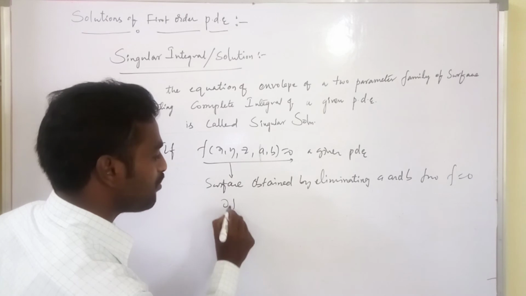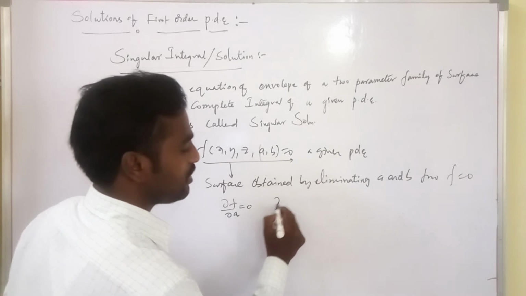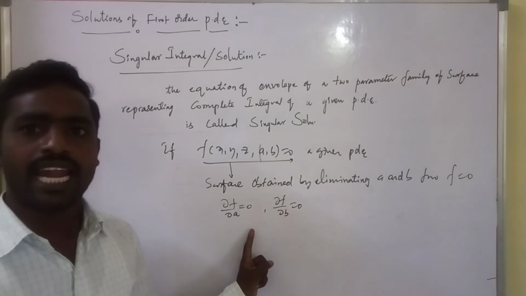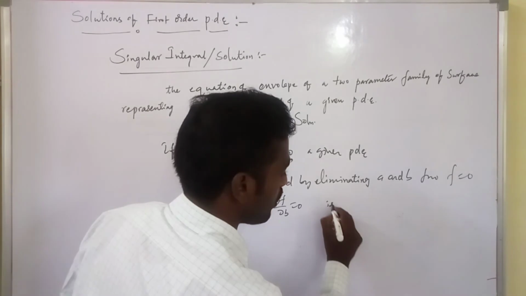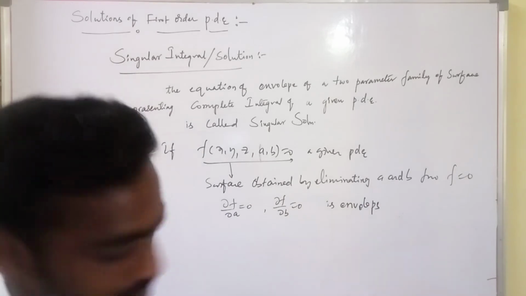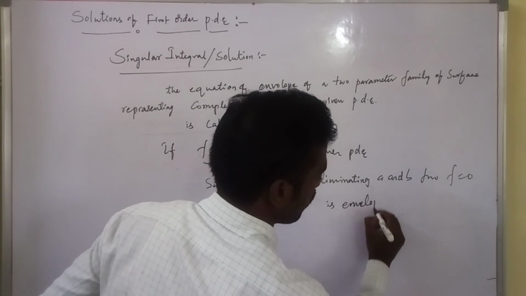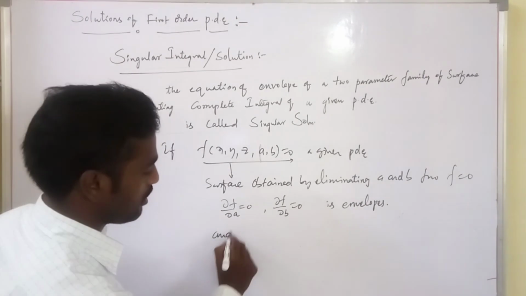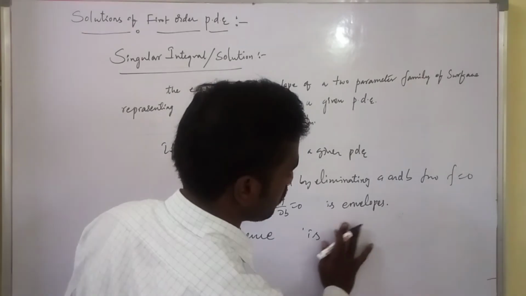That is, differentiate partially with respect to a: ∂f/∂a = 0. This is one equation. And ∂f/∂b = 0. These two are the envelopes of the given surface, and hence this is the singular solution.